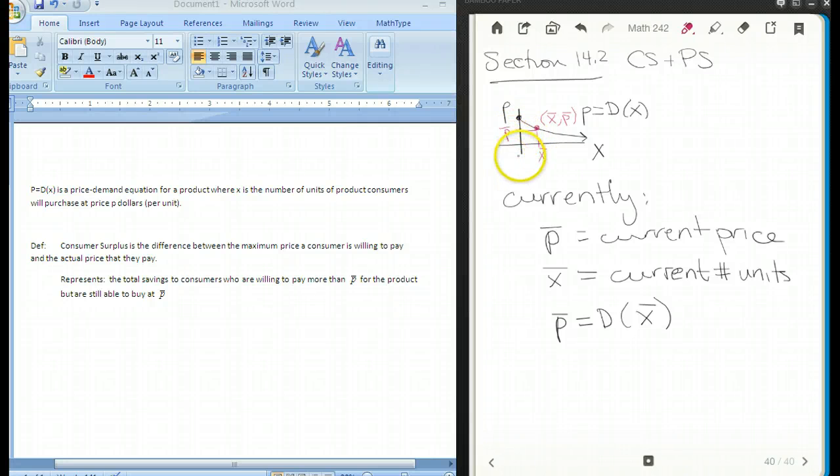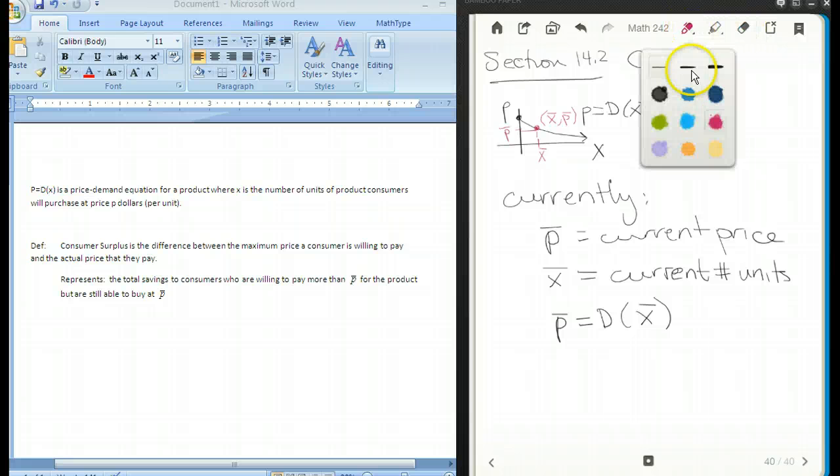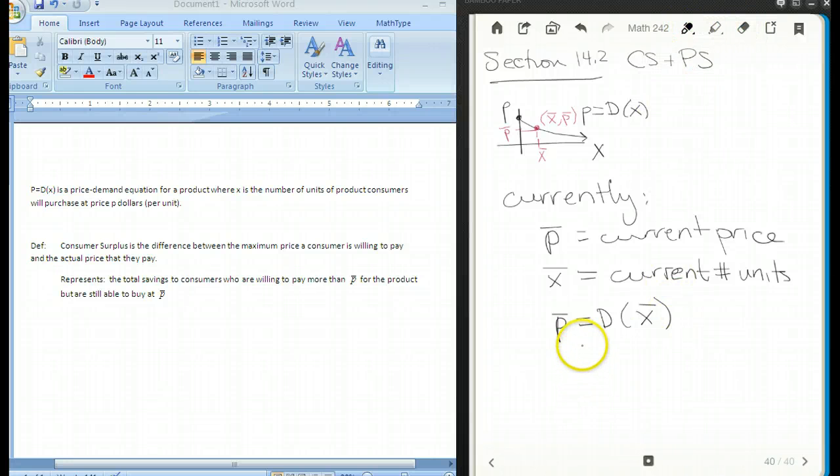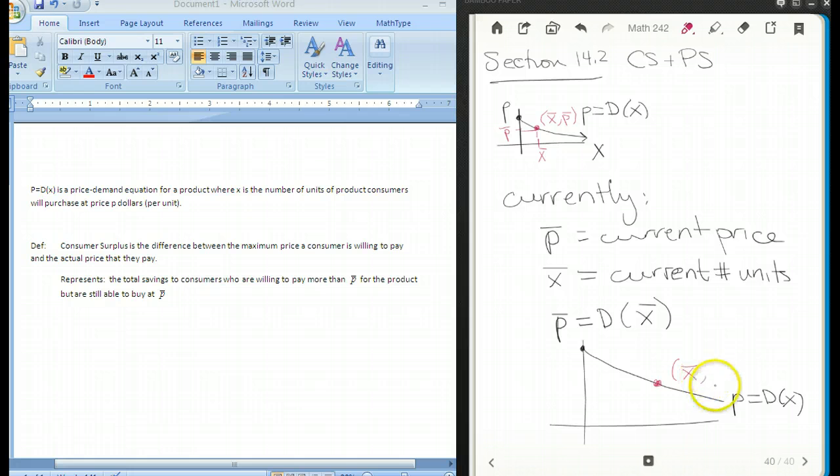So there may be a graphical interpretation for this, and it's going to represent some sort of shaded area, because notice I have to think about all of these prices that are up in this area. So maybe let's see if we can get a bigger sketch here so that we can see exactly how this is going to work. Okay, so this is P equals D of X. And let's put our current price and demand levels here. Let's just pick a spot right there. That looks good. So X bar, P bar.